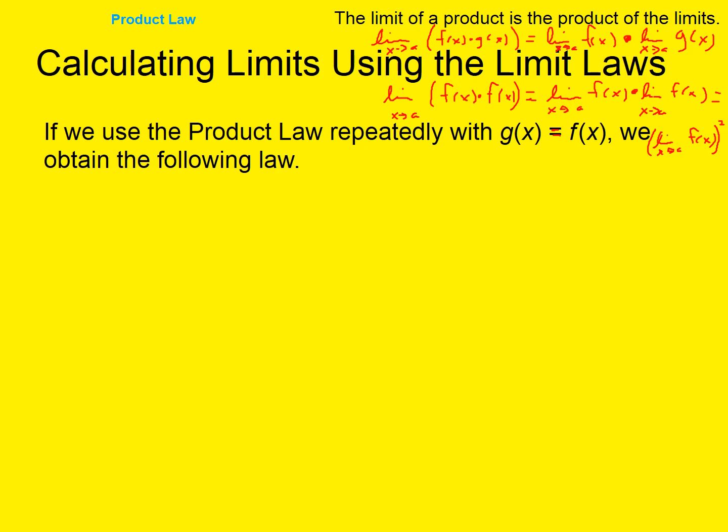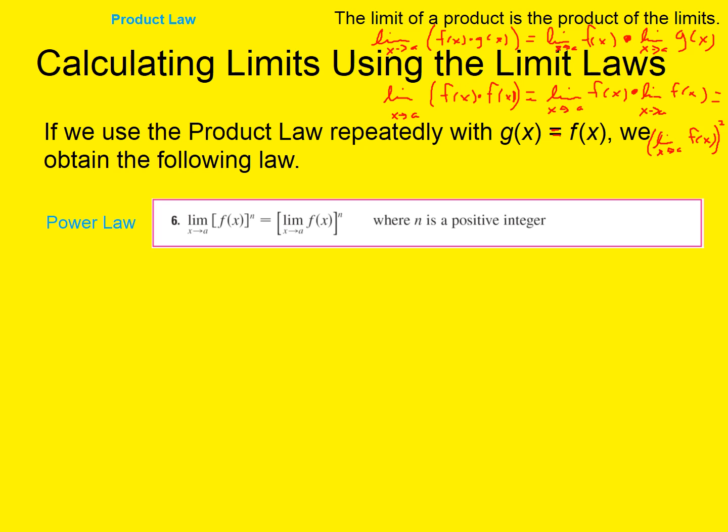Well, we totally could do that any number of times. We didn't have to limit it to just 2 factors of f of x. We could have had n factors of f of x. Then we would have n factors of the limit, and therefore the nth power of the limit. So the limit of a power is the power of the limits.